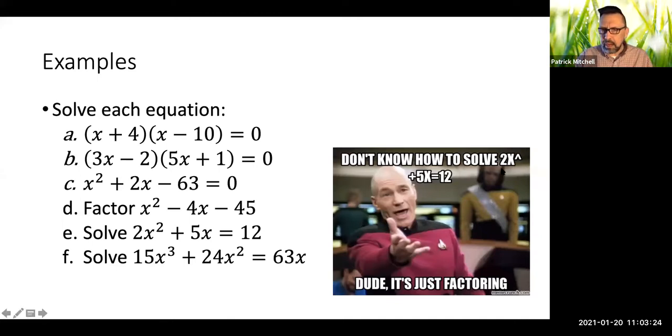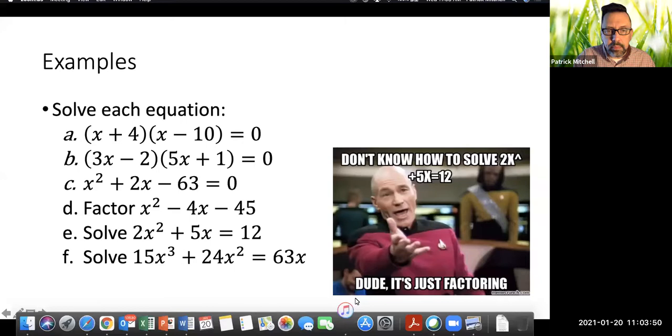This was a meme that I found several years ago. Unfortunately, it does have a little typo in it. I think there's supposed to be a 2 there. But anyway, I built example E around this meme. Okay, so let me bring up my tablet so we can start looking at these examples. All right, switching over to the tablet.